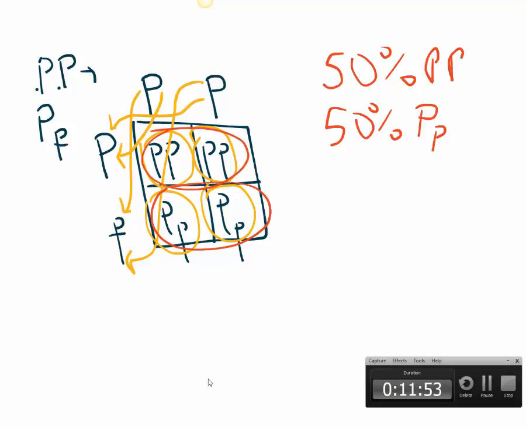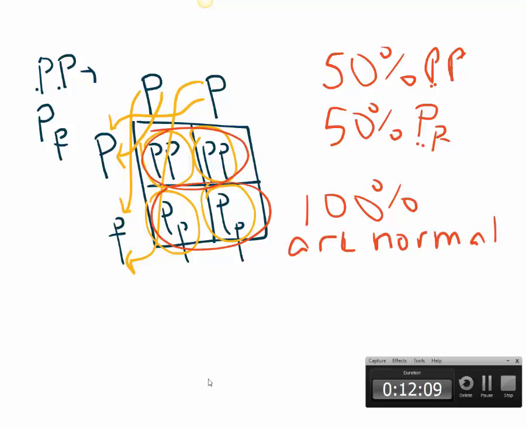So the phenotypes, because all individuals here have the big P allele, which is going to cancel out the negative effects of the little p, we can say the phenotypes are 100% normal. No PKU, because none of them have the double small p in their genotype. So the phenotype here is all normal.